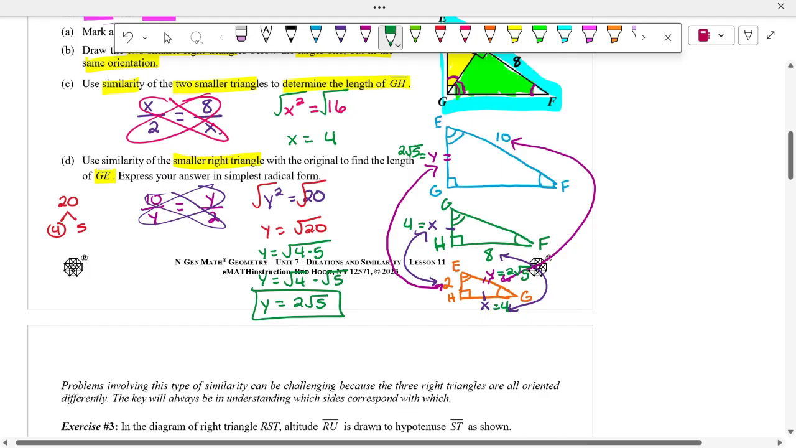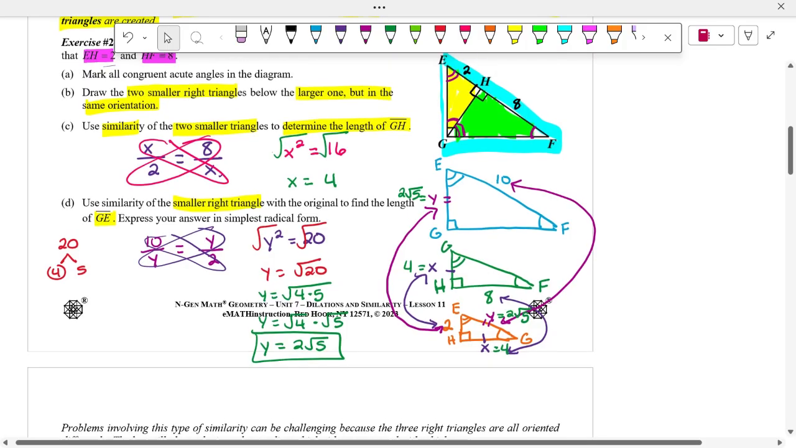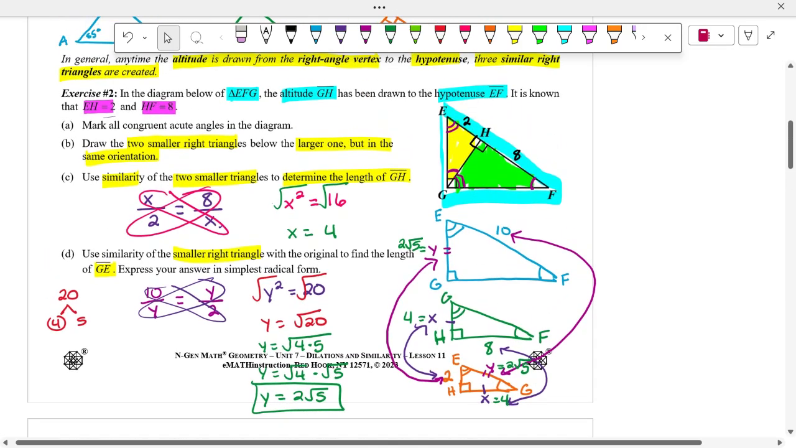All right. Any other questions? With the missing side lengths, would it be 2 times the square root of 5 for both of them? Yes, for both of them. It's for both, because they share it.